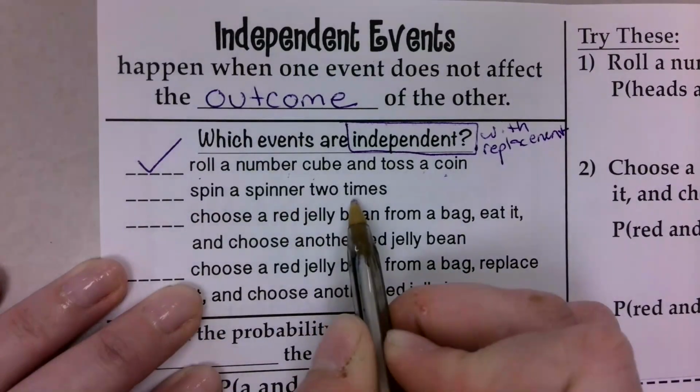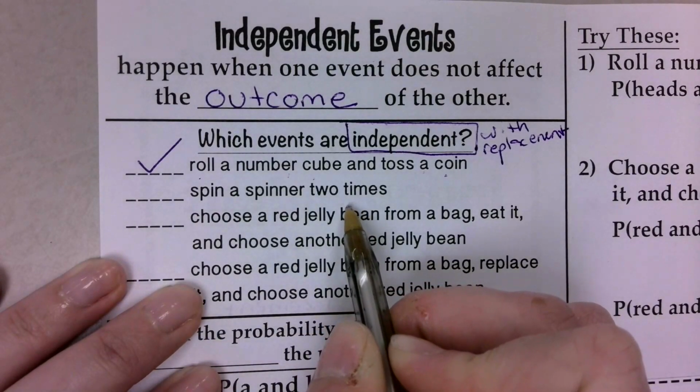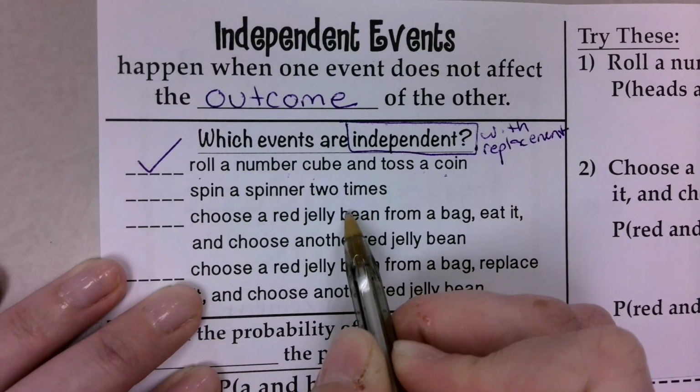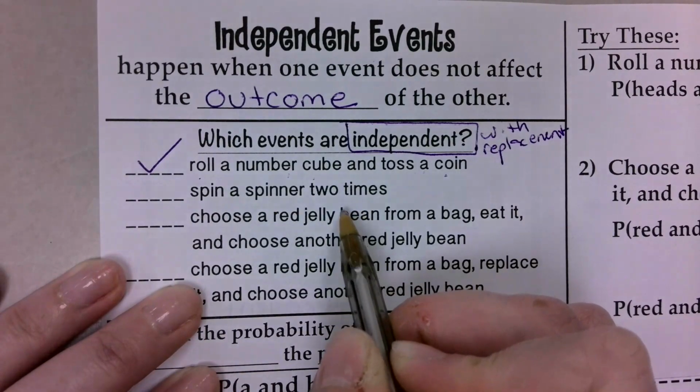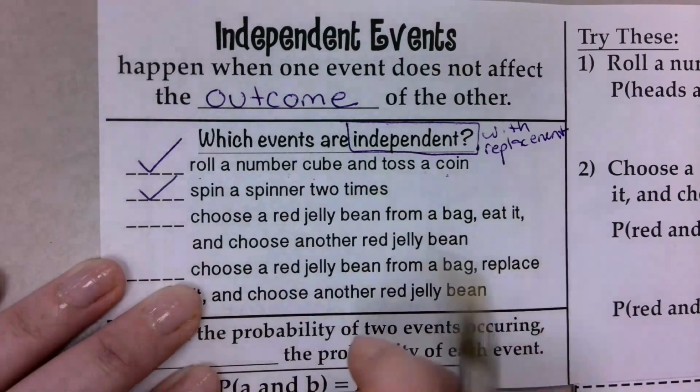Spin a spinner 2 times. Well, I'm not picking up a piece of the spinner. The spinner is the spinner and it always remains the spinner. It will never have a piece of it missing. So this is also an independent event.